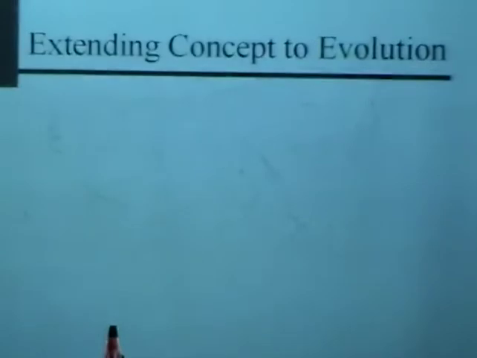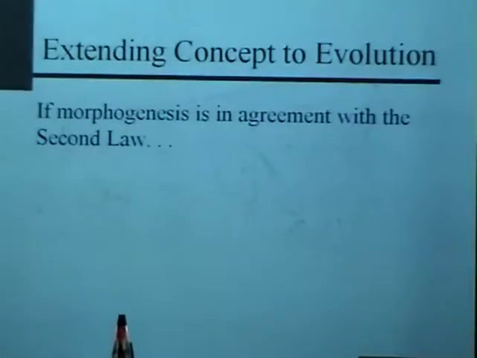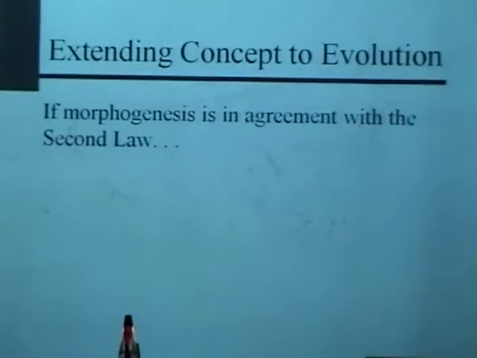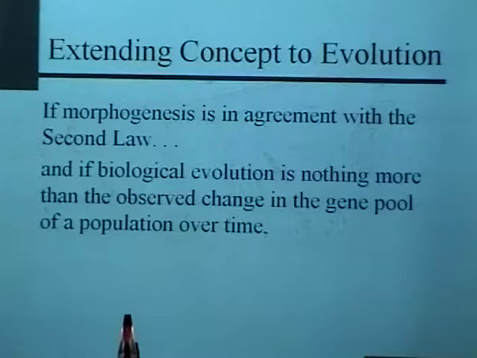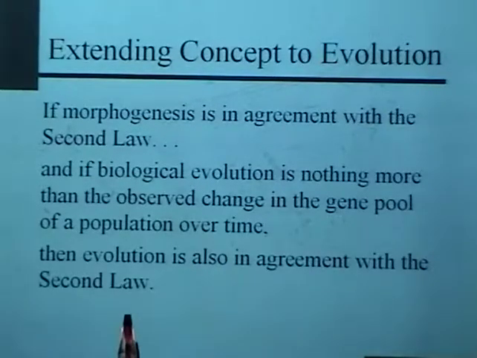If we want to extend this idea of morphogenesis to evolution, well, if morphogenesis is in agreement with the second law, and I don't know if the biology folks would agree with this, I'm not a biologist, but Richard, tell me what you think. If you say that evolution is really nothing more than the observed change in a gene pool of a population over time, then evolution should be in agreement with the second law as well. If species developing and growing is no violation, then why would there be any violation if the species change slowly?